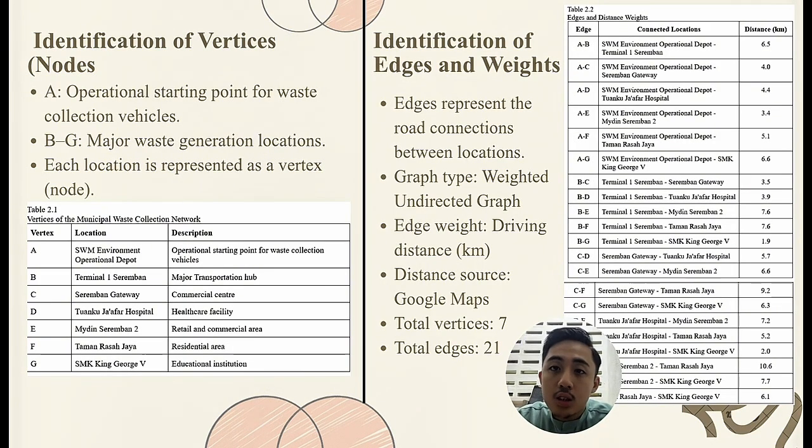Now, this table shows the 7 vertices used in the network. Vertex A represents the SWM Environment Operational Depot, while vertices B to G represent the selected waste collection locations. Together, these vertices form the municipal waste collection network analyzed in this study. Next, each edge represents a direct road connection between two locations, while the edge weight represents the driving distance in kilometers obtained from Google Maps. Since waste collection vehicles can travel in both directions, the network is represented as a weighted undirected graph. These edge weights are used as the input for Kruskal's algorithm.